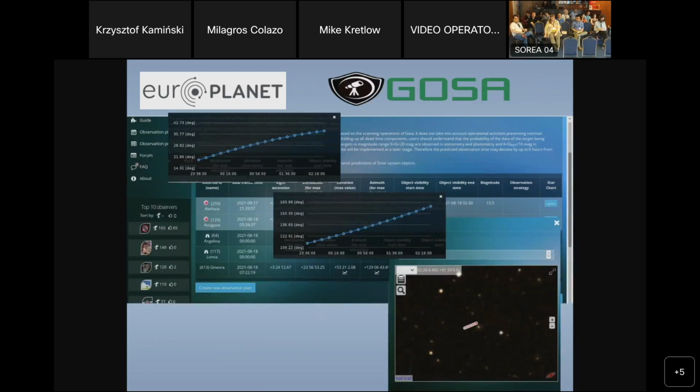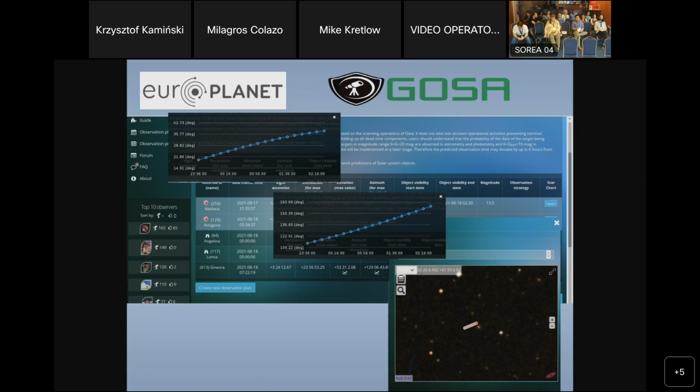You can also plot more detailed charts showing how the elevation is changing with time, or how the azimuth is changing with time. You can also see the sky view showing how the object is moving against the background of the sky field, which helps to plan observations and prevents situations, for example, when an asteroid is moving through a bright star and things like this.